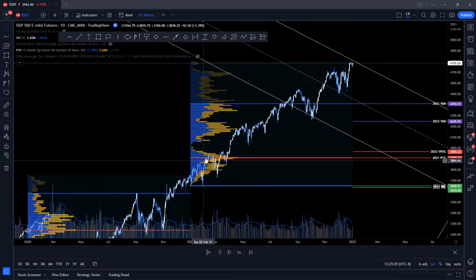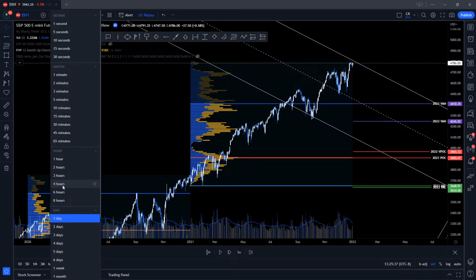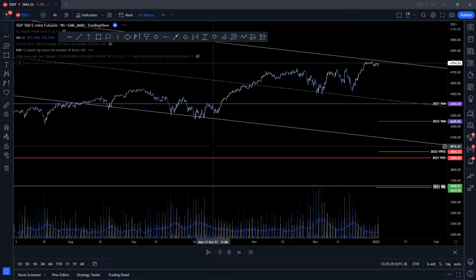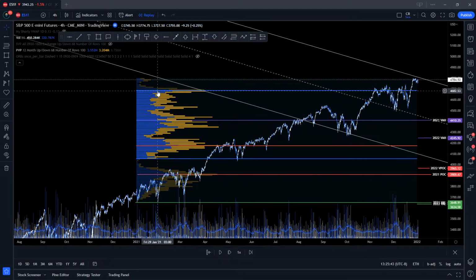Hopefully this is a pretty good overview of volume profile. Once I have my yearlies, I drop down to the 4-hour chart. And all of this is important. Like if we look at the difference on the time frame, my value area low has shifted up to here, my value area high has shifted up to here, and my POC has shifted up to here.